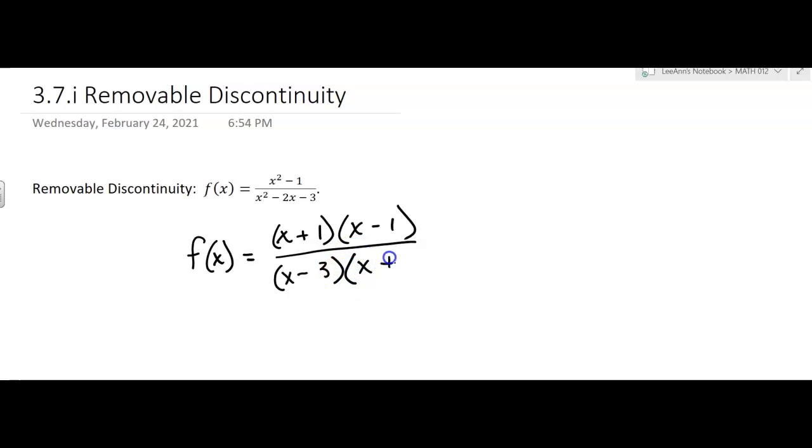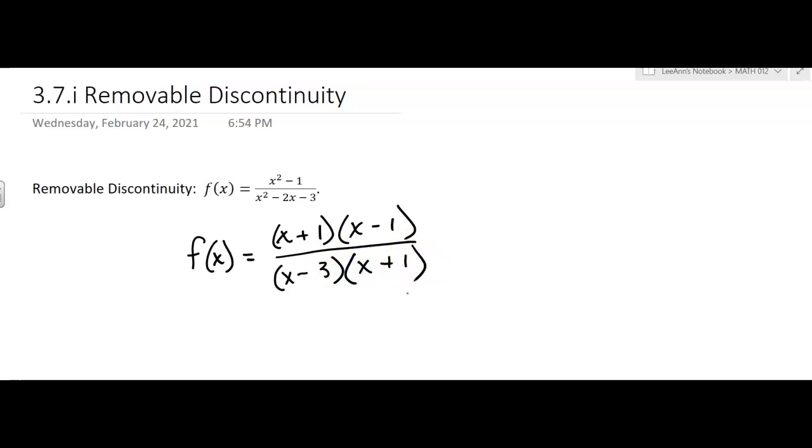Okay, so now we get to talk about removable discontinuity. So here's a function, and we're going to look at this one. I'll just leave it that way. Okay, so the numerator factors: x plus 1, x minus 1, it's the difference of squares. The denominator also factors: x minus 3 and x plus 1.